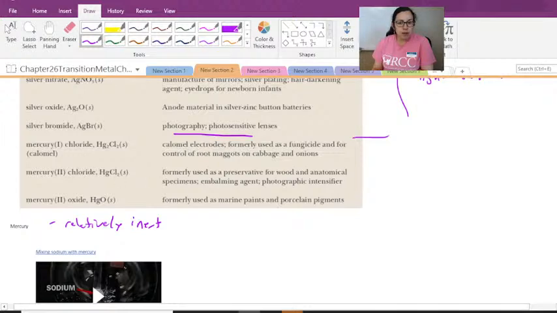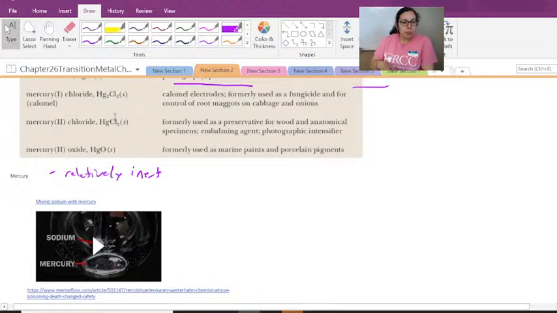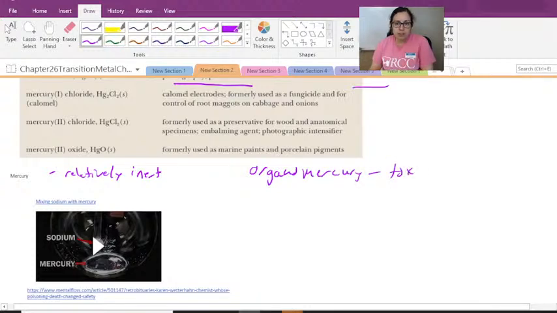Mercury chloride was used as a preservative for food or wood, and embalming, sorry. And they used it in pigments, although I think they also used mercury in makeup back in the day. I think that was toxic. But not to be confused with organomercury compounds. Organomercury compounds tend to be toxic. Probably the most famous one is methylmercury.